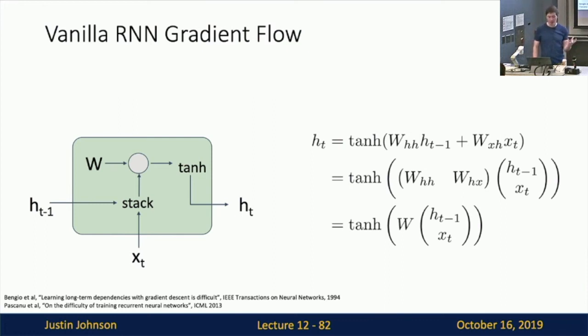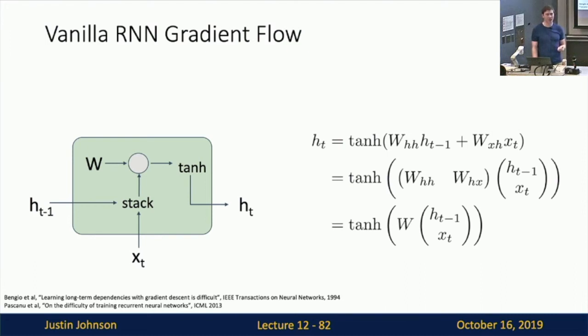Here is a little diagram that illustrates pictorially what's going on in this vanilla or Elman recurrent neural network that we've been considering so far. This shows the processing for one time step of the recurrent neural network. Here we have the input xt coming in at the bottom. We have the previous hidden state coming in at the left. Then you can imagine that these are concatenated, then linearly transformed by the weight matrix, and then squashed by this tanh nonlinearity.